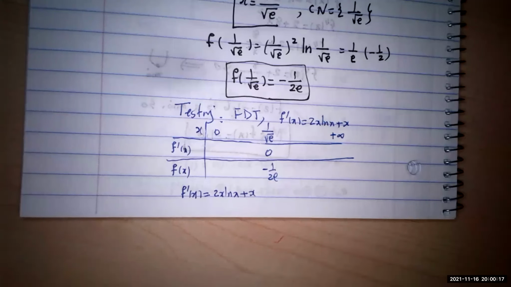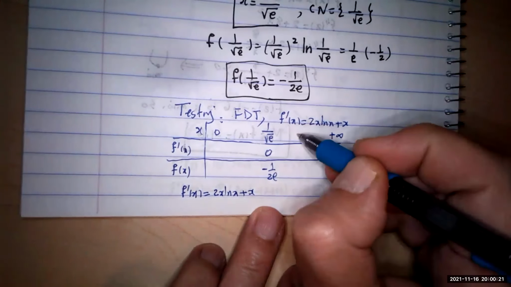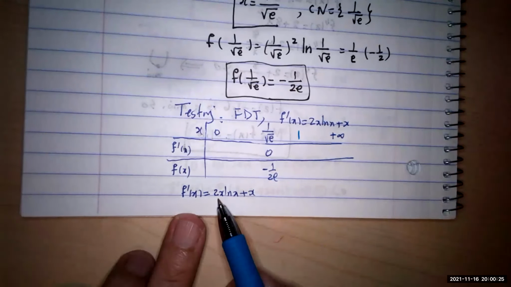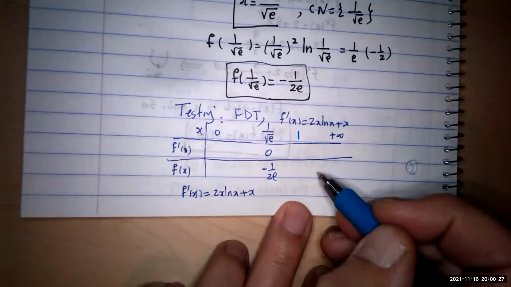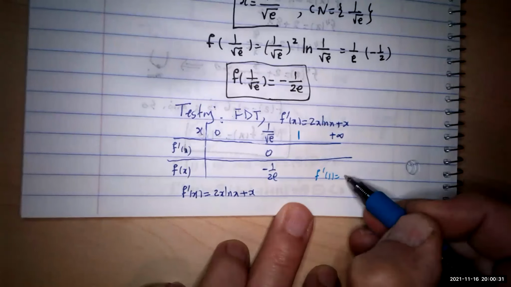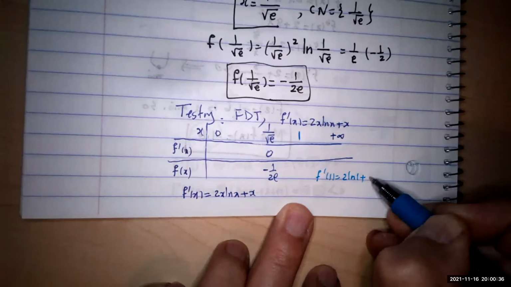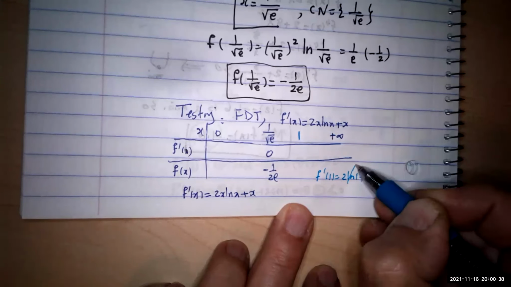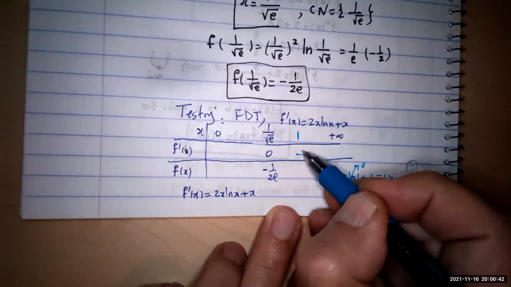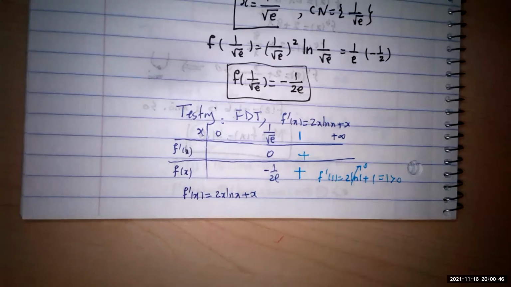If you want to have something easy, you can take 1 here, very easy, because ln of 1 is 0. You see, if you put the 1, F prime of 1 would be 2 ln 1 plus 1. ln 1 is 0. So that gives you 1, which is positive.